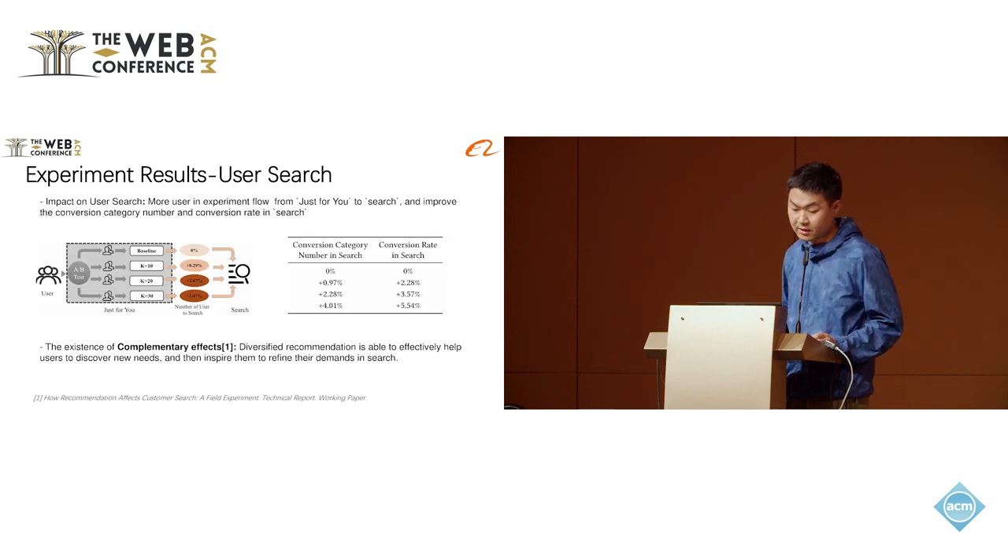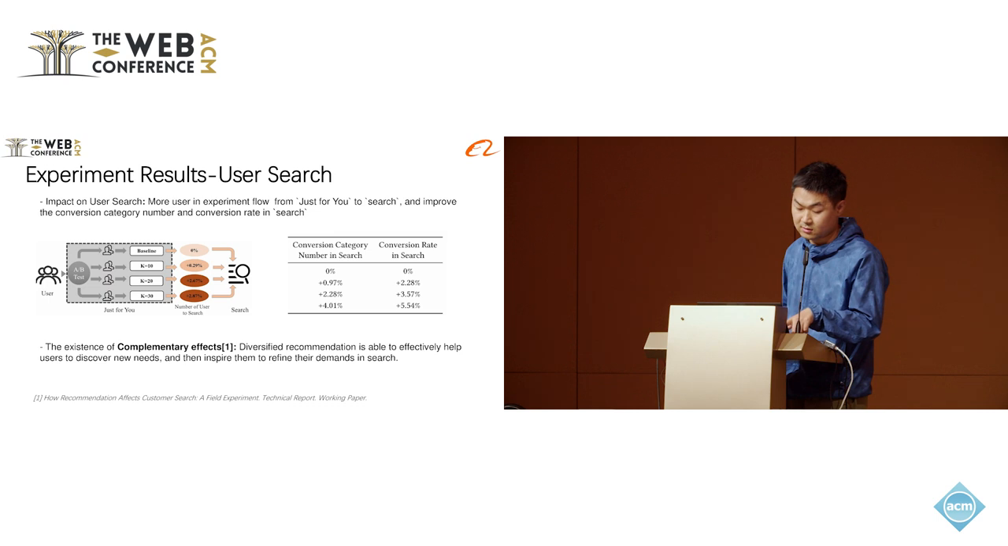We also find an impact on user search. We find that more users in the experiment go from Just For You to search. And Just For You is our main recommendation page. And the conversion number and the conversion rate in search improved. We can find the data in these two figures. More users go from Just For You to search, and the conversion number and conversion rate in search have been improved also.